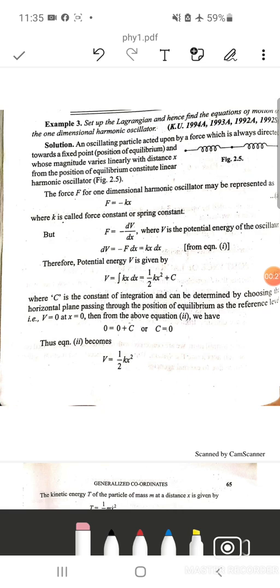So for the first numerical, let us set up the Lagrangian equation of motion for the one-dimensional harmonic oscillator. Let us suppose a harmonic oscillator that is vibrating about the x-axis. Let the force for the one-dimensional harmonic oscillator be represented by F = -kx, where k is the spring constant.